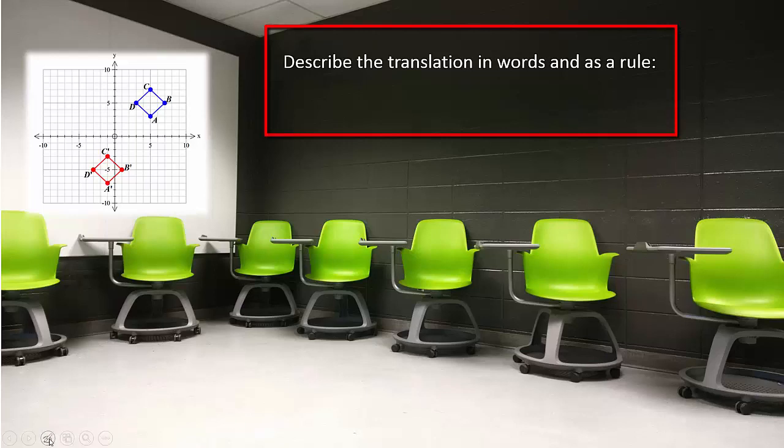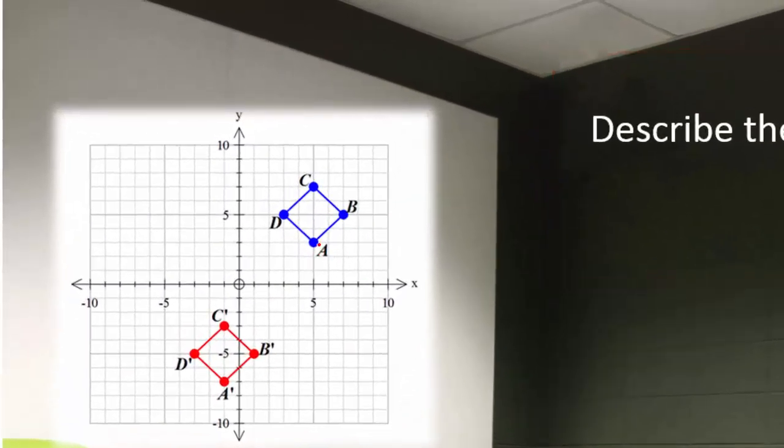So let's look at our first example here that says, describe the translation in words and as a rule. So the first thing we need to do is determine which of these is the original or pre-image and which is the image or the new.